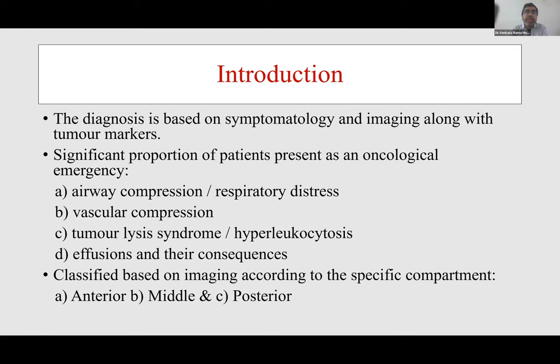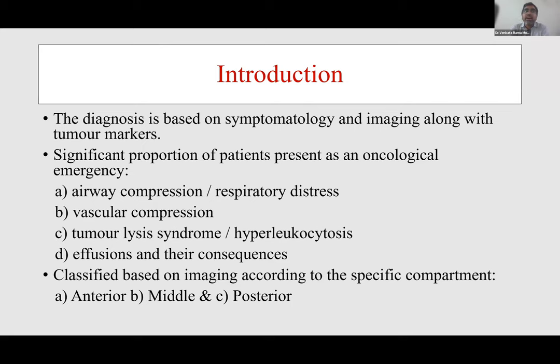The diagnosis is predominantly based on symptomatology and the imaging characteristics, and sometimes we do have certain surrogate markers like tumor markers, which are adjuncts in our diagnosis. A significant proportion of patients with mediastinal masses present with symptoms rather than being detected asymptomatic. A proportion of these patients land up as oncological emergencies, which range from vascular compression symptoms, more popularly known as superior vena cava syndrome, to airway compression symptoms, which can present as frank respiratory distress, or certain maneuvers might exacerbate this respiratory distress. Together with vascular compression, it is called superior mediastinal syndrome.